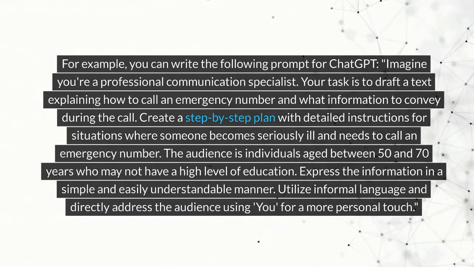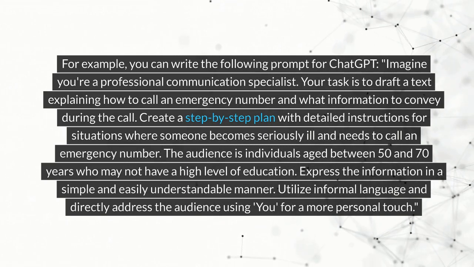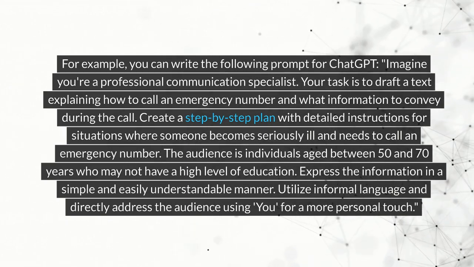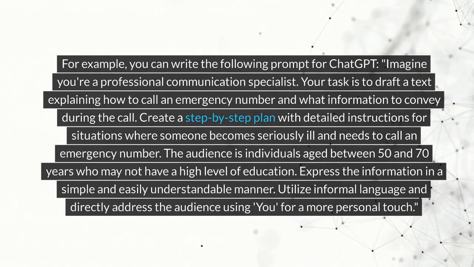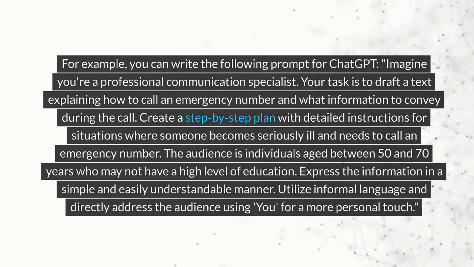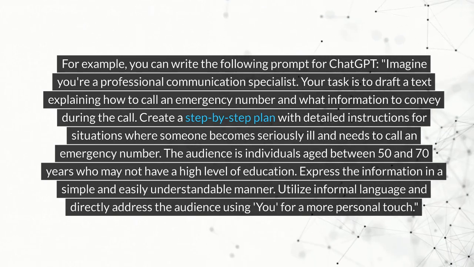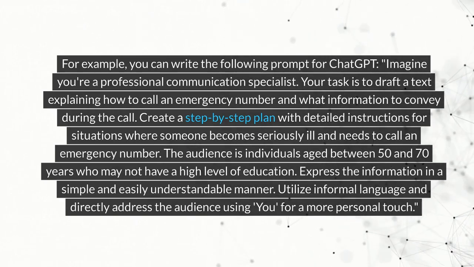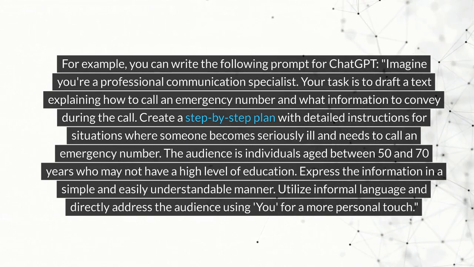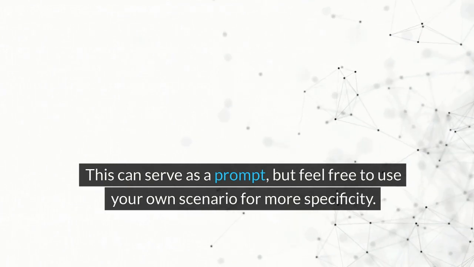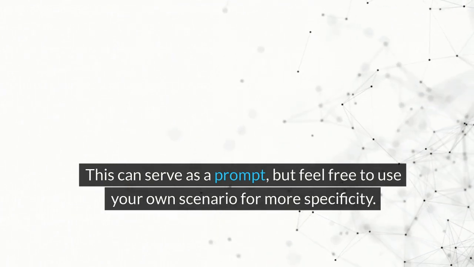Create a step-by-step plan with detailed instructions for situations where someone becomes seriously ill and needs to call an emergency number. The audience is individuals, aged between 50 and 70 years, who may not have a high level of education. Express the information in a simple and easily understandable manner. Utilize informal language and directly address the audience using you for a more personal touch. This can serve as a prompt, but feel free to use your own scenario for more specificity.